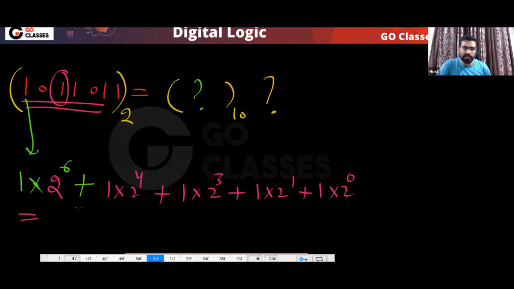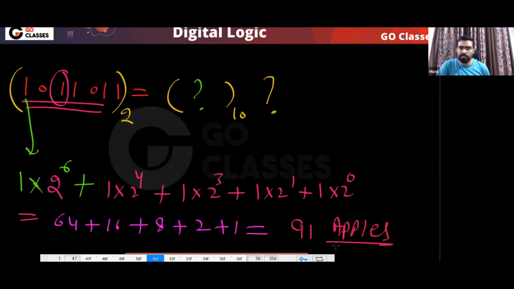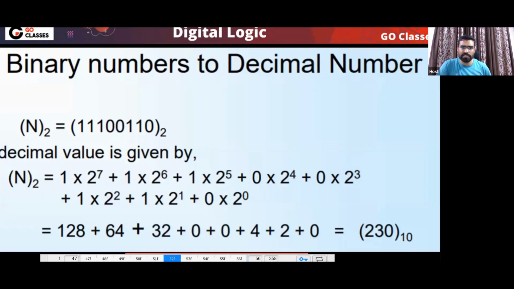So what do you get here? 2 power 6 means 64. 2 power 4 means 16. 2 power 3 is 8. 2 power 1 is 2, and plus 1. If you add all of them, you will get your answer. The answer will be 91. So in total, you are counting 91 apples when you write it like this.